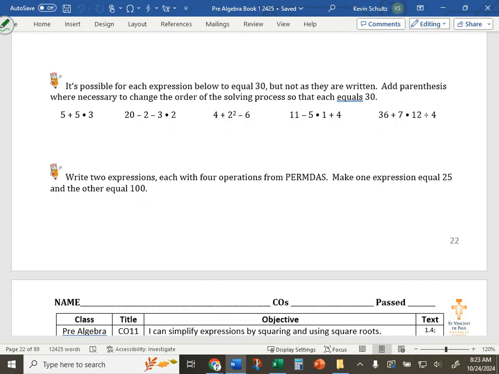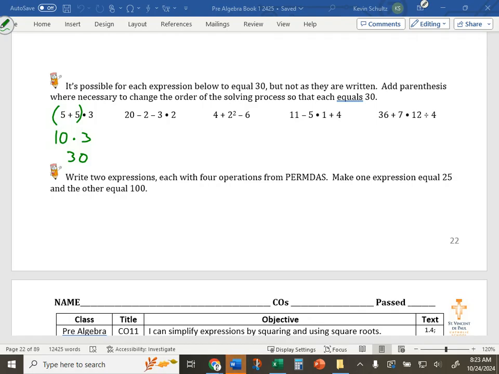Liam? 5 plus 5. Right. If I put parentheses around 5 plus 5, now I do that first, because I've changed the order of operations. That's what parentheses do. So 5 plus 5 is 10, and 10 times 3 does equal 30.